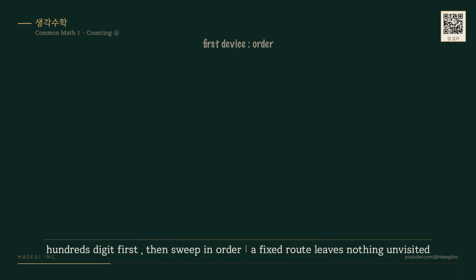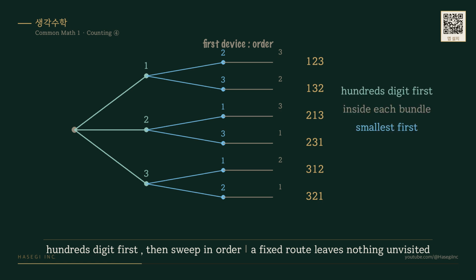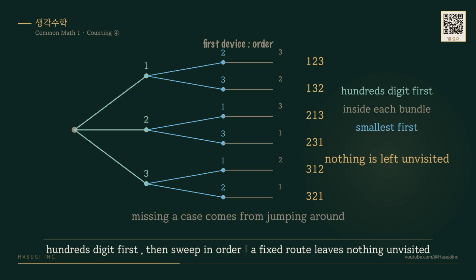The first device is order. A tree diagram fixes the hundreds digit before anything else. Everything starting with 1, then everything starting with 2, then everything starting with 3. Inside each bundle, it sweeps the tens digit from small to large. Follow a fixed route like that, and the places you have not visited are still sitting there in plain sight. Missing a case was what happened when you jumped around without an order.